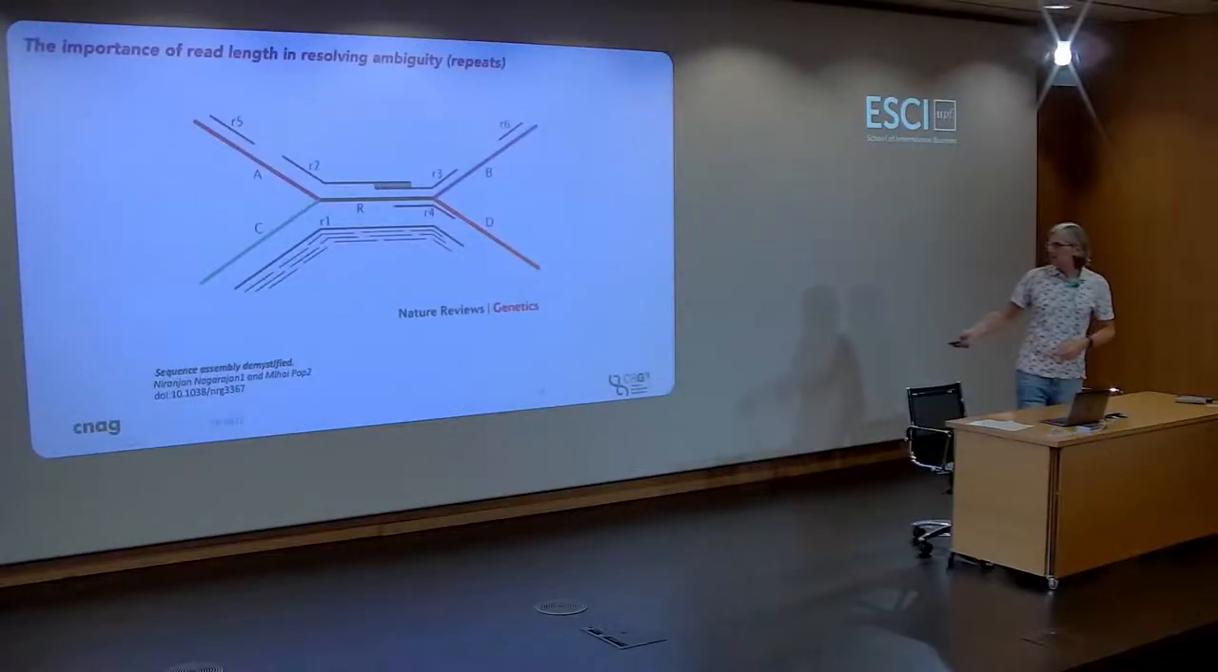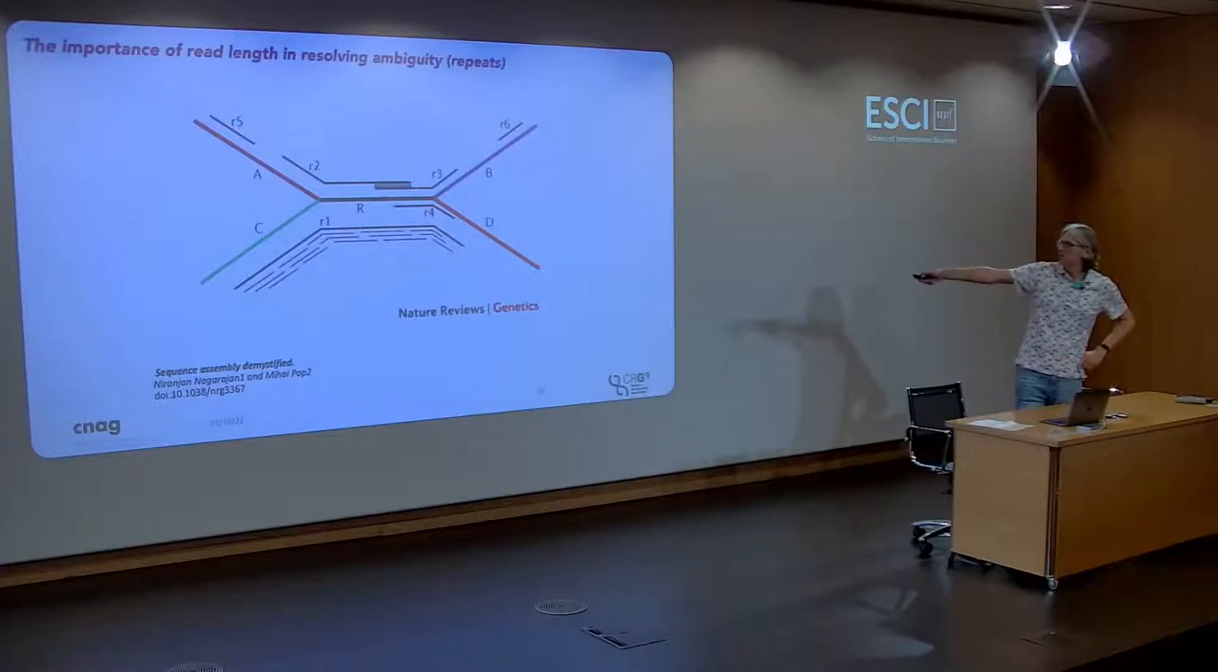If this is a repeat graph in the genome, these are unique segments, say A, C, D, and B. But then there's a shared segment in the graph that's a repeat. So this repeat occurs at least twice in the genome here. So maybe you have CRB or you have CRD. We don't know, right? It's ambiguous.